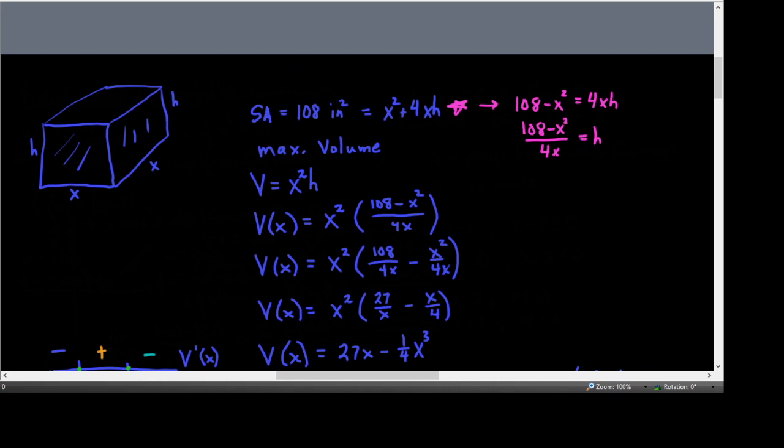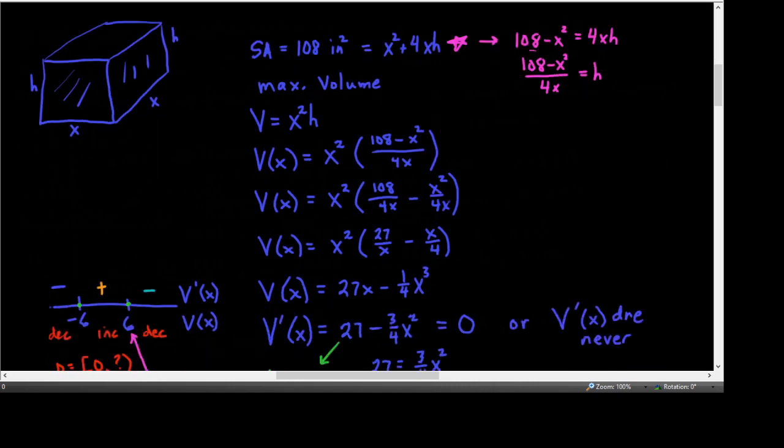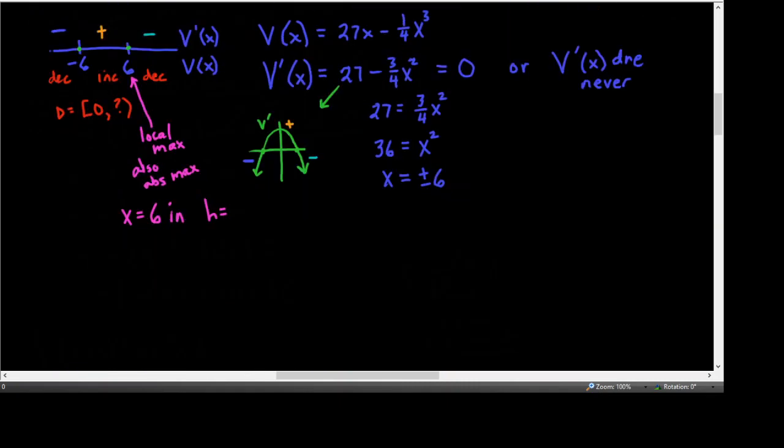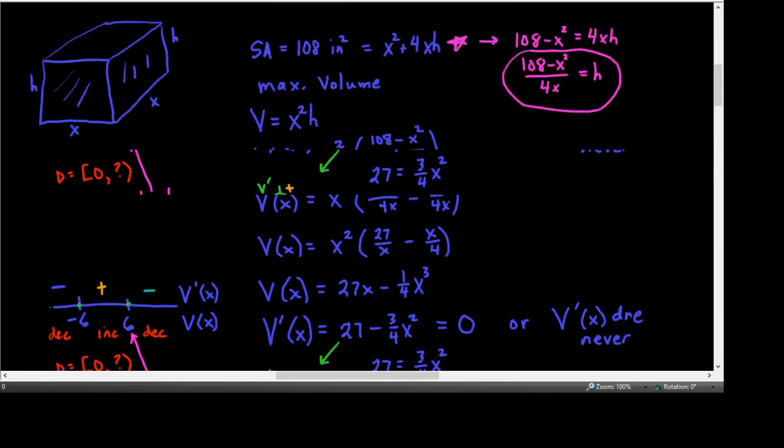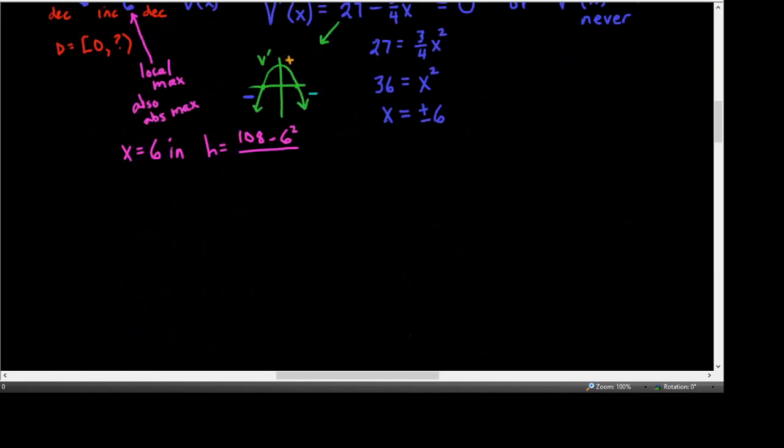And if you look at the very top there in pink on the right, that's what we're going to use to find h. 108 minus x squared, divided by 4x. 108 minus x, which is 6, squared, all over 4x, divided by 4 times 6, and h ends up being, what does that end up being? Oh, that ends up being 3.